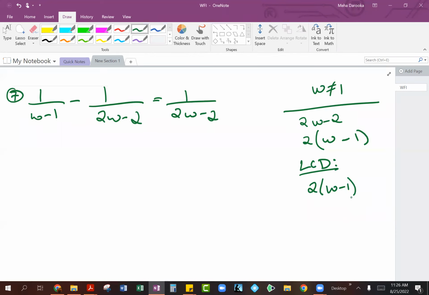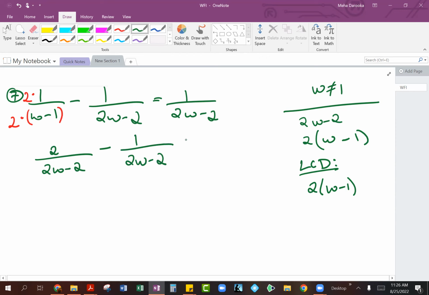So now the idea is these guys are obviously good to go because they are both the same as our least common denominator. So the only thing we need to do is multiply that first fraction by 2 so that we can have all 3 denominators be the same. So you will then end up with 2 divided by 2w minus 2 minus 1 over 2w minus 2, and then of course equal to 1 over 2w minus 2.